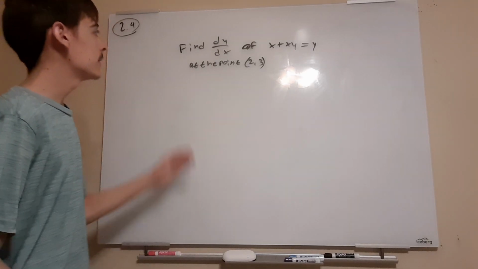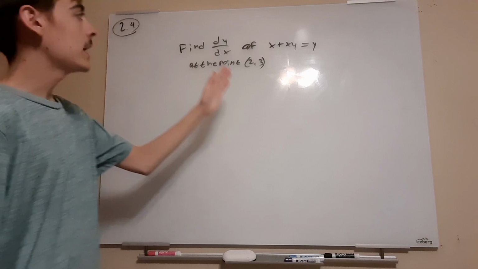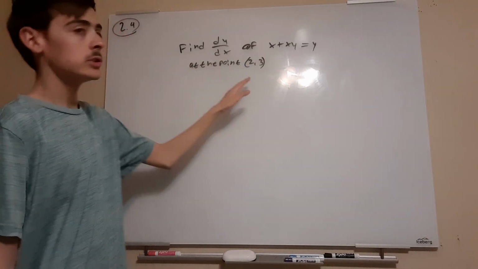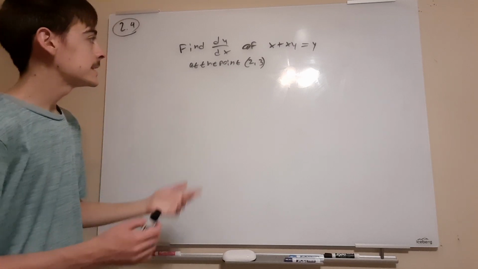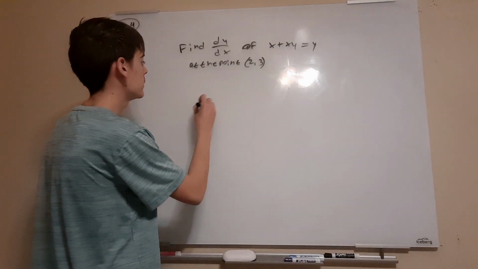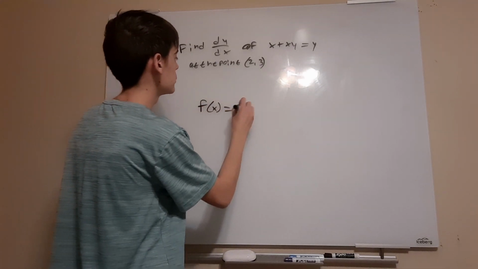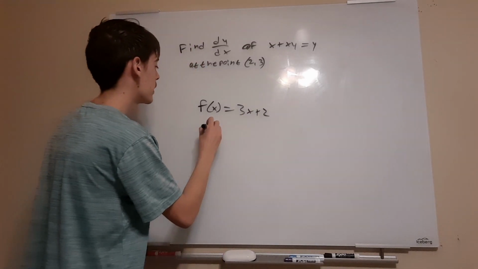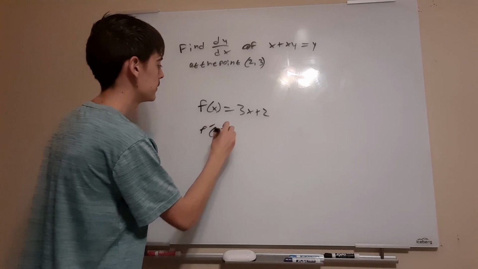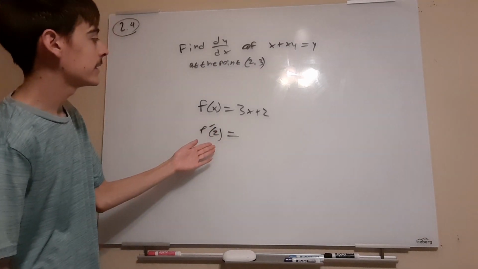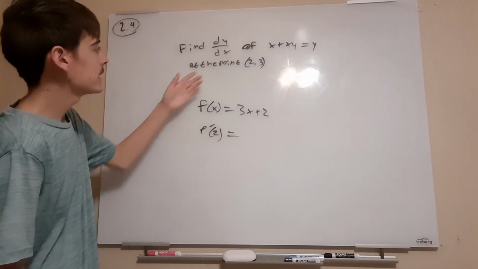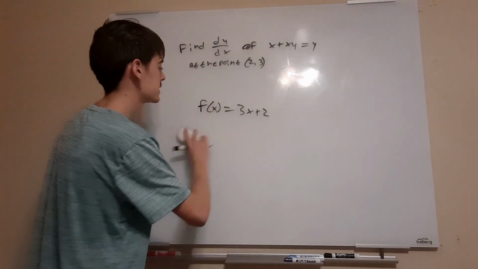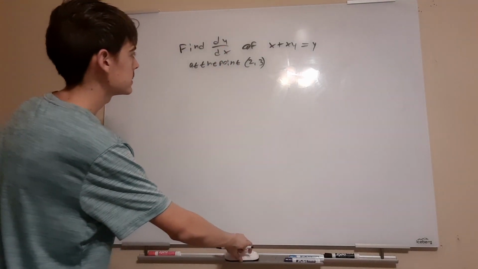So for this question, we have find dy dx of x plus xy equals y at the point (2, 3). So this is basically asking us the same thing as if we had, let's say, f of x equals 3x plus 2. This is like saying find f prime of 2, basically. Because we only care about the x value if it's like f of x. That's what it's asking. Find the derivative and then find it at this point. So that's kind of how we relate it to stuff we've done in the past.